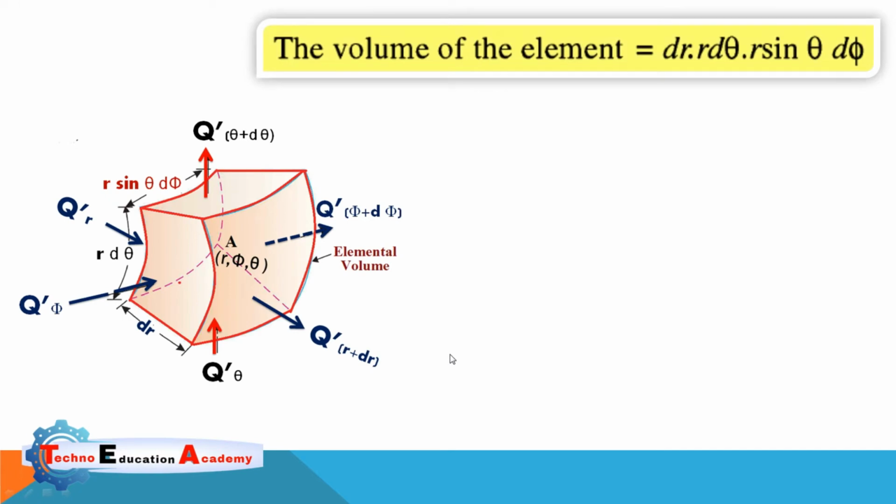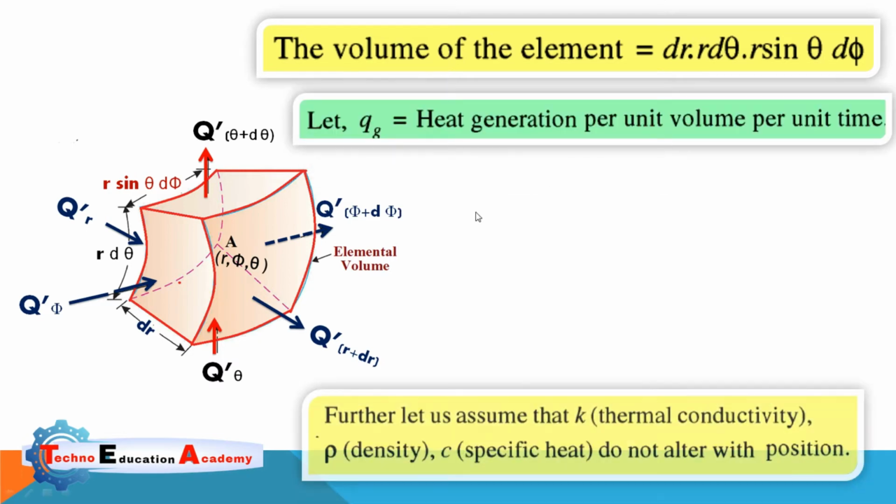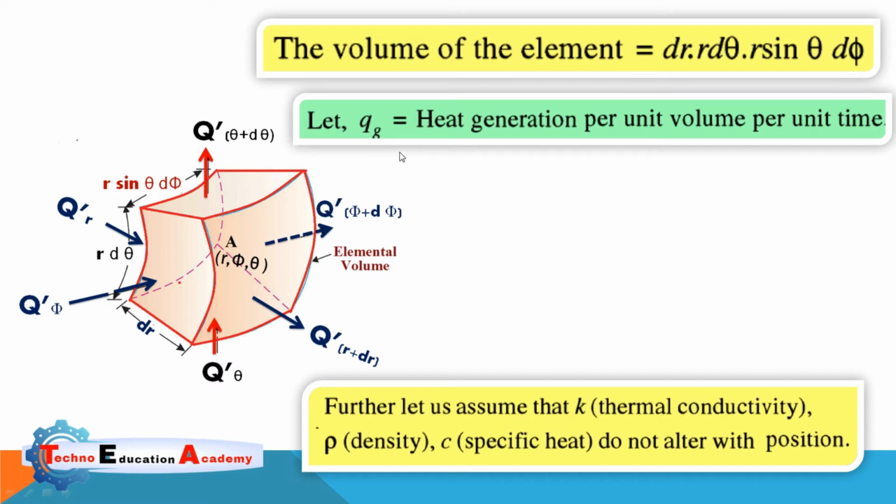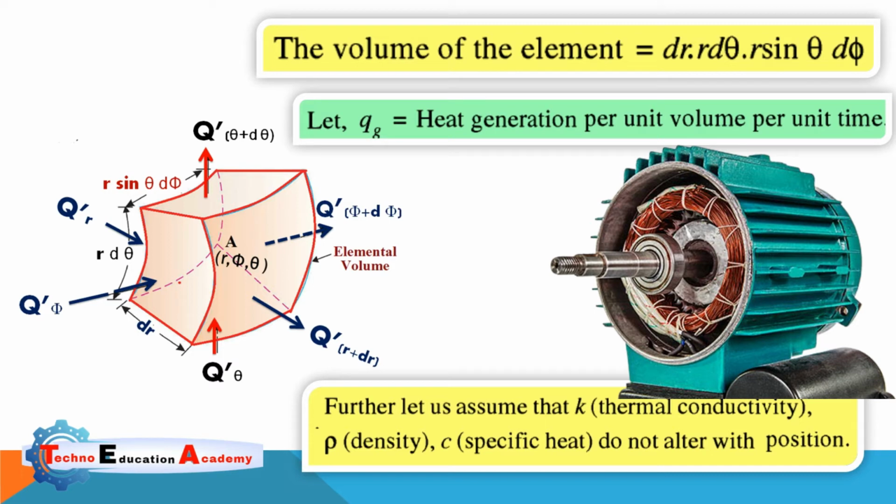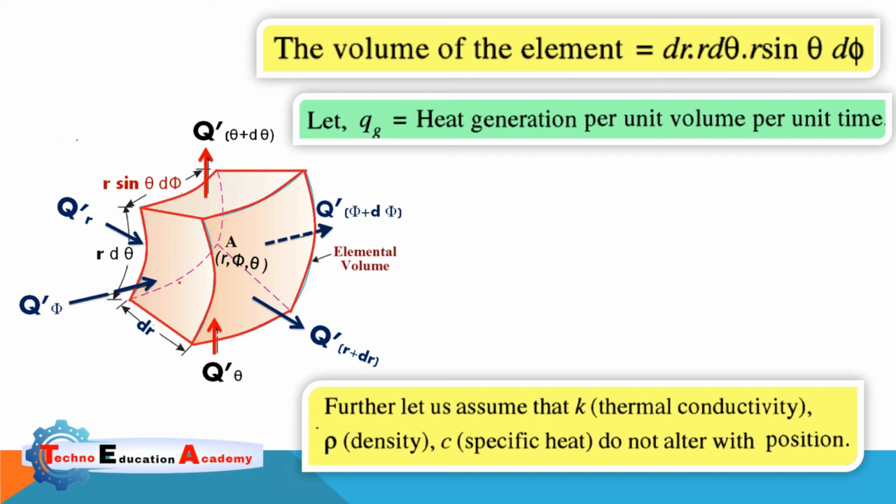So here the volume of the element is dr, which is the thickness of the element, r dθ, and r sinθ into dφ, which we have already discussed. We have already calculated these unknown dimensions of the element by using the fundamental of mathematics, angle equals arc divided by radius, so arc equals angle into radius. Here we are also considering internal heat generation. Our objective is to calculate the universal equation which is applicable to all cases, but in some cases there will be internal heat generation. For example, in an electric motor, whenever current flows, it generates heat. It is called internal heat generation. Same as in a nuclear reactor, whenever the fission reaction takes place, it generates heat. It is called internal heat generation.